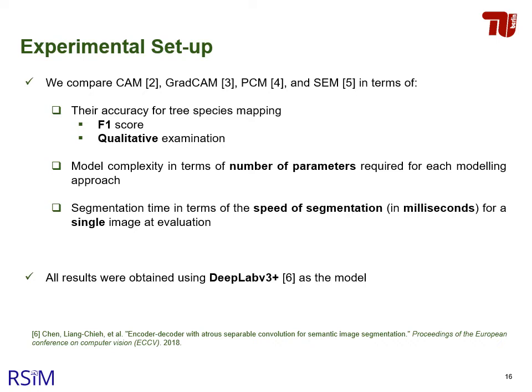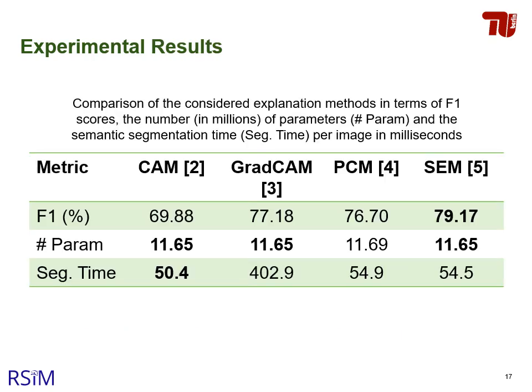For our experiments, we used 3 metrics in order to compare the 4 methods. The first was the ability to perform accurate tree species mapping. The second was model complexity in terms of the number of model parameters required for each approach. And the final was segmentation time in terms of milliseconds per segmentation map on a single image. And all models used a DeepLab v3 architecture.